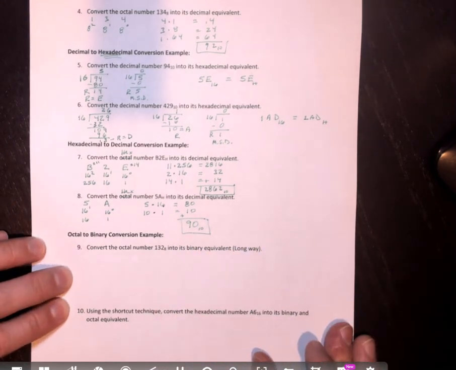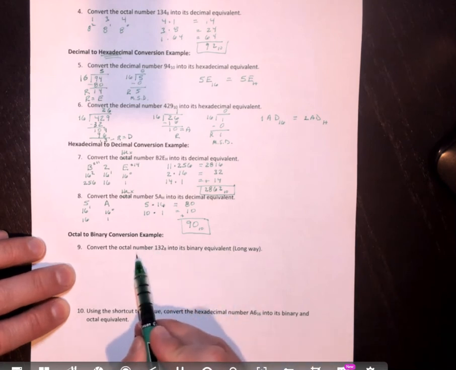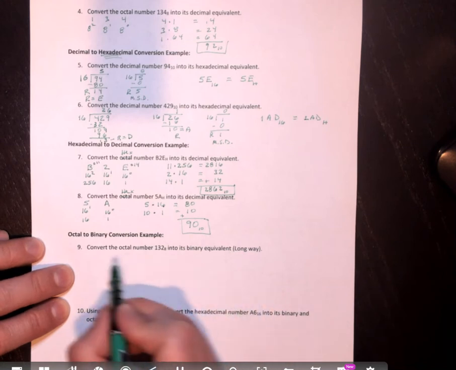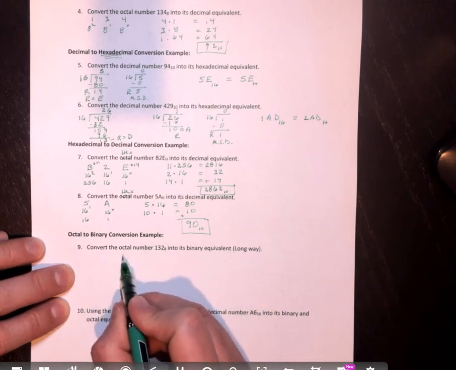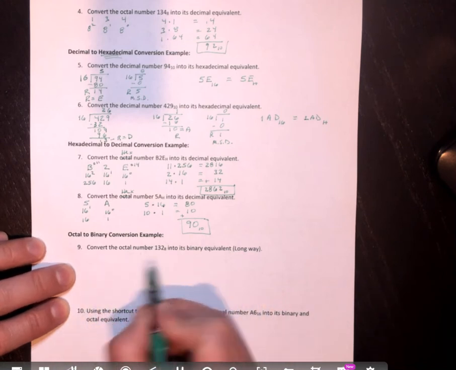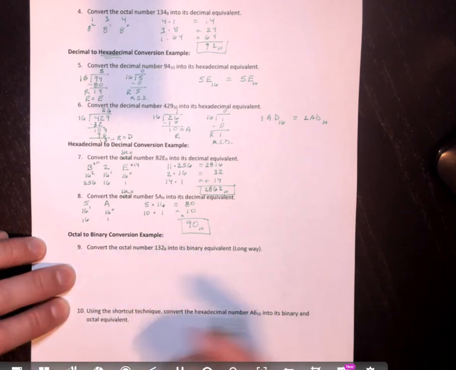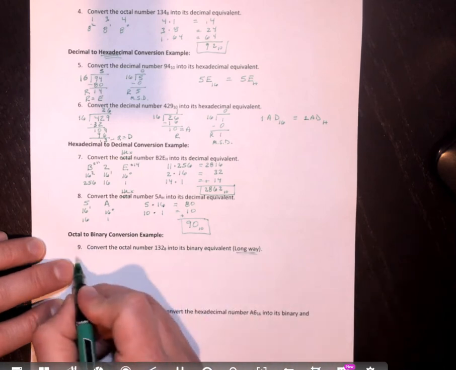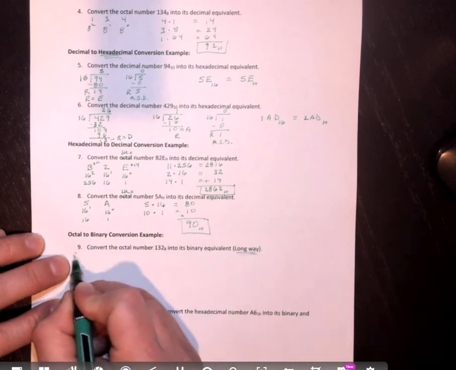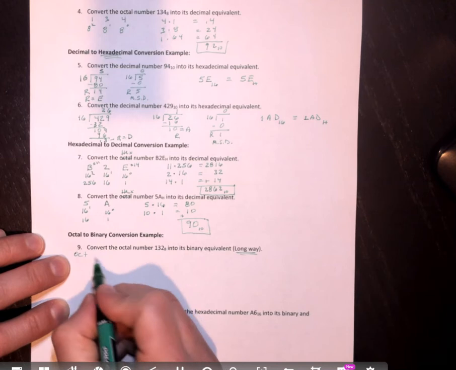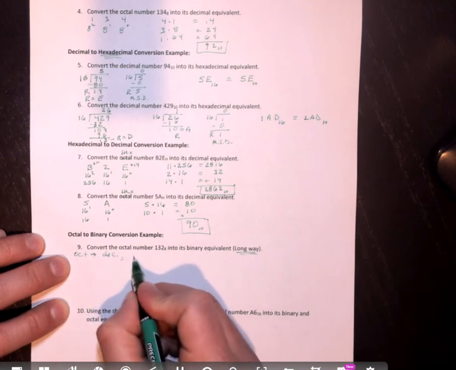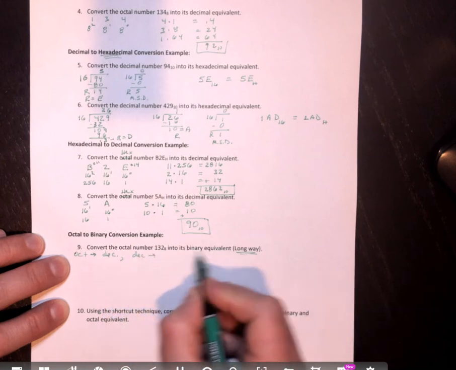Okay? Now we're going to go from octal to binary. All right, so we haven't covered that, right? So octal to hex or octal to binary, any of those, and the PowerPoint does more examples of these last things. But here's the deal. The long way means if you're not in decimal, you're going to go to decimal first. And then after you're in decimal, then you're going to convert from decimal back to the other one.